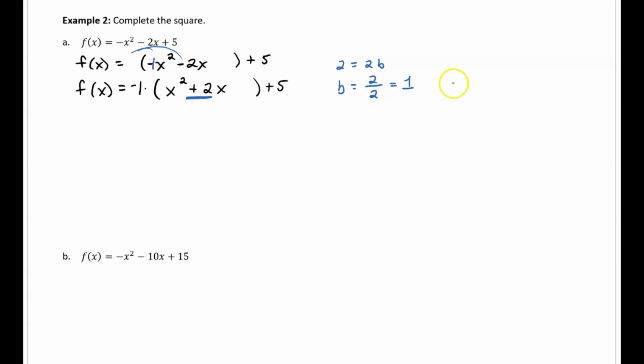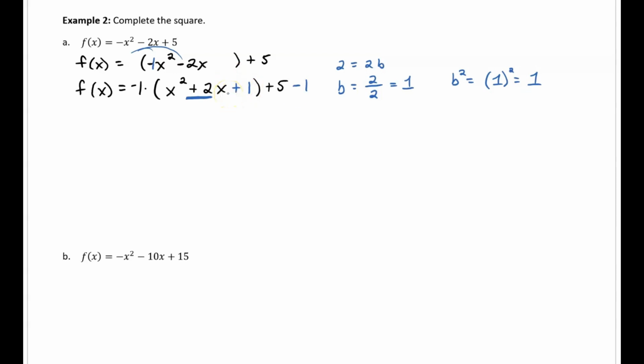That gives us a 1 here, but I also need the square of that value. And 1 squared is still 1. So our next step, we're going to add 1 on the inside. That's going to make the factoring work out as we want it to. Usually, after we add on the inside, we'd have to subtract on the outside. We want to make up for the change in the function that we did by adding that 1.